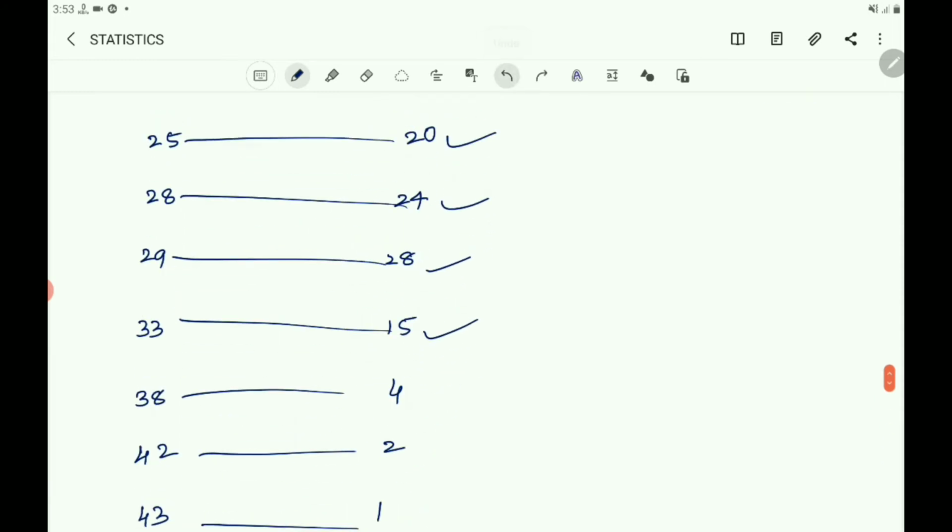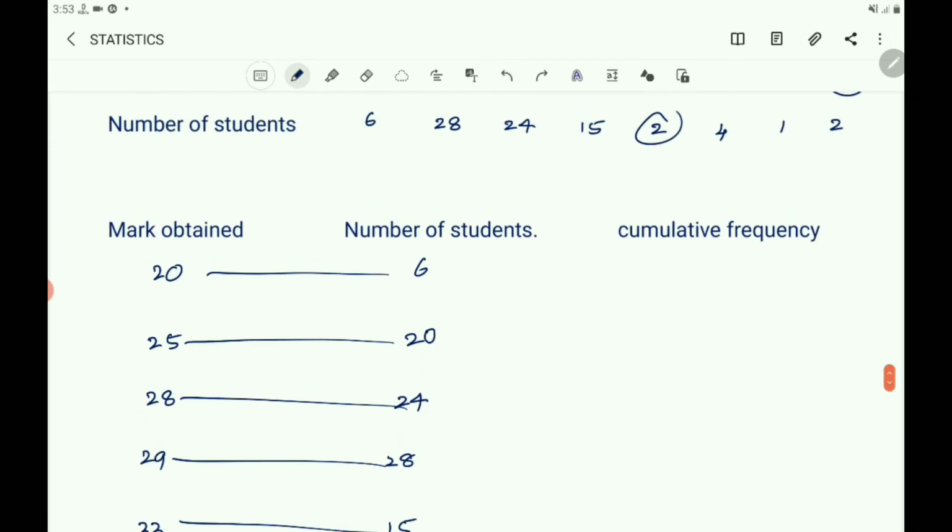So here one more column is required, that is cumulative frequency. What is that cumulative frequency? Here 20 comes 6 times, you write that. Next, up to 25, that is 6 plus 20, you will get 26. Up to 28, that is 26 plus 24.